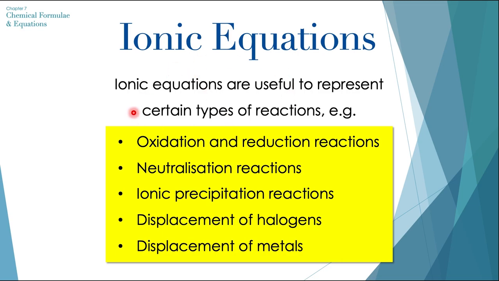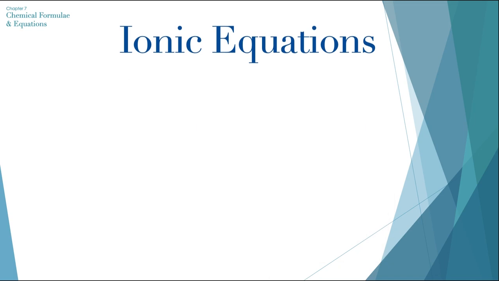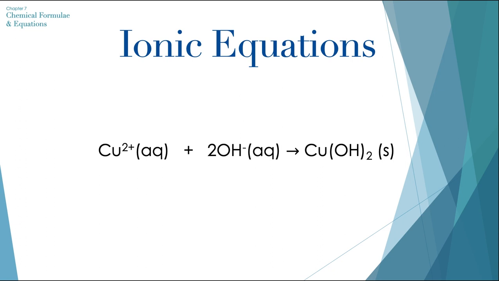So this was it for ionic equations. As you can see, all of these reactions, oxidation and reduction and the rest, contain ions. It's ionic stuff going on here. That is why ionic equations are used. They are only used in equations that involve the coming together of ions. Okay? That is why they're called ionic equations. So this was it for today's chapter.